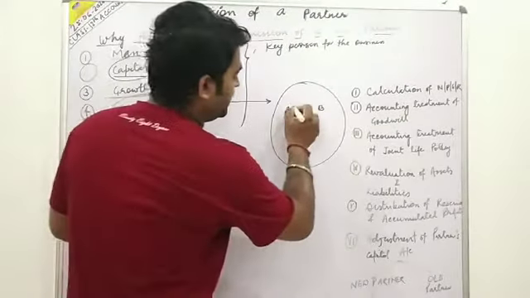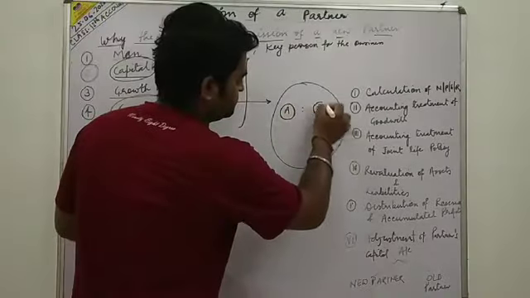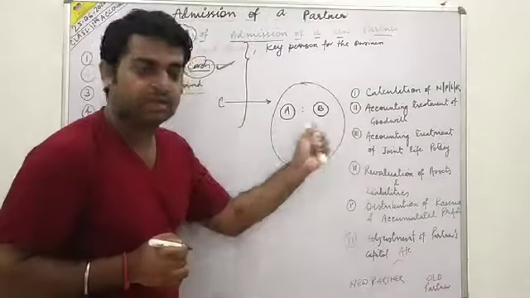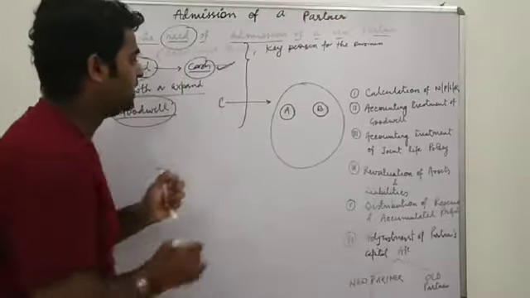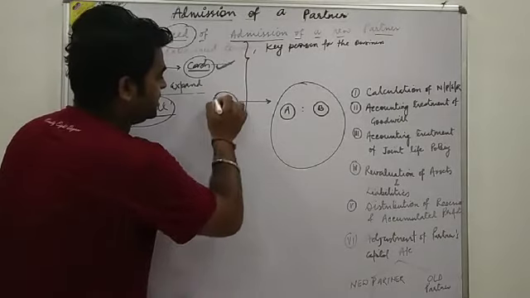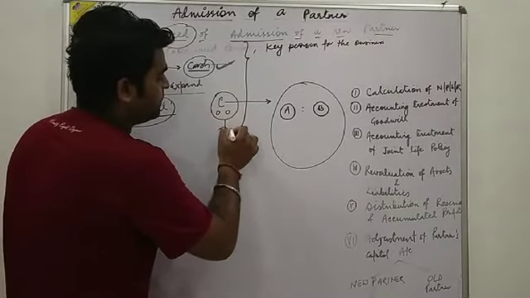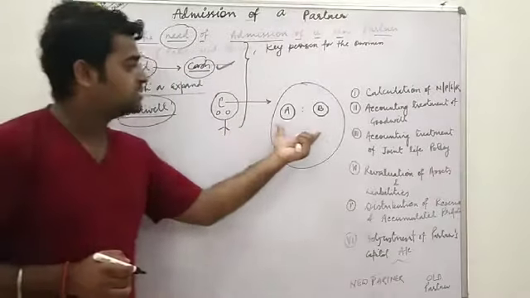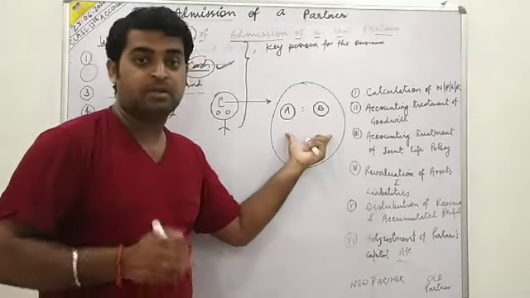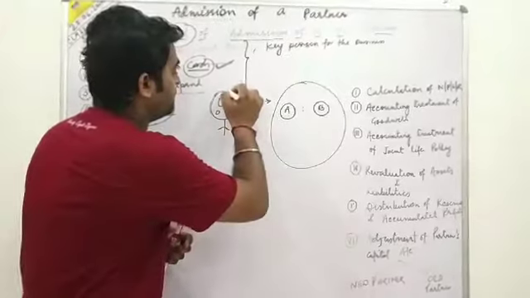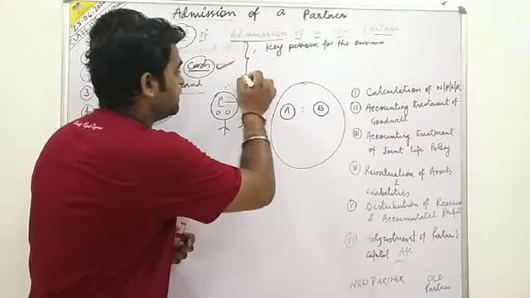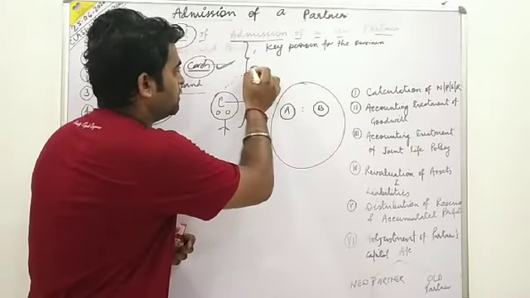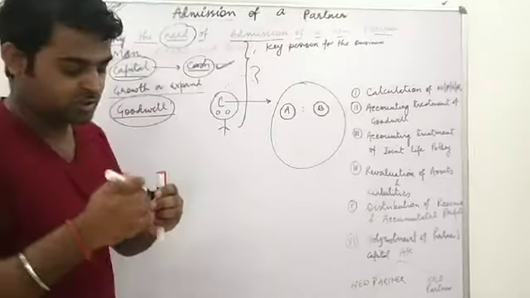Suppose A and B, there are two partners, A and B. And Mr. C is coming in the partnership firm. Then what questions will arise? My dear friends, the first question will arise.